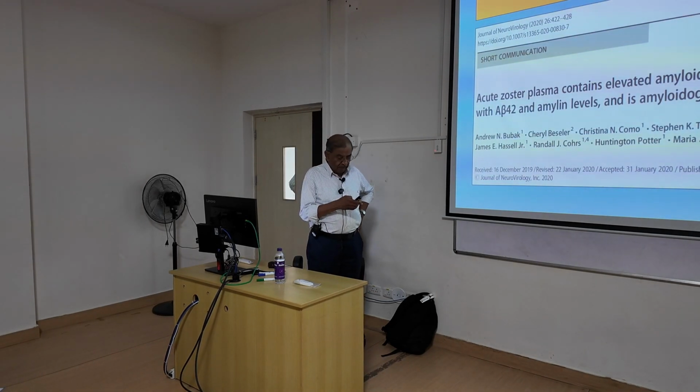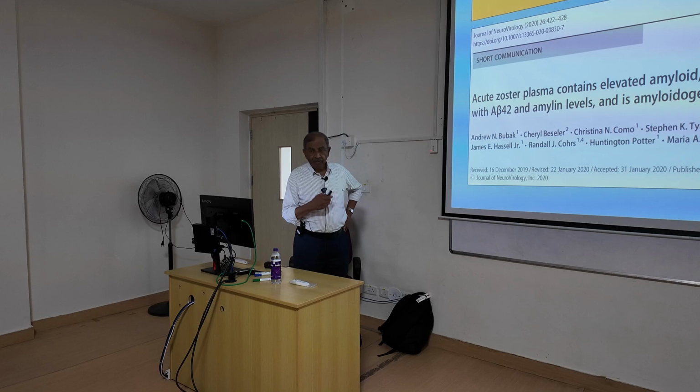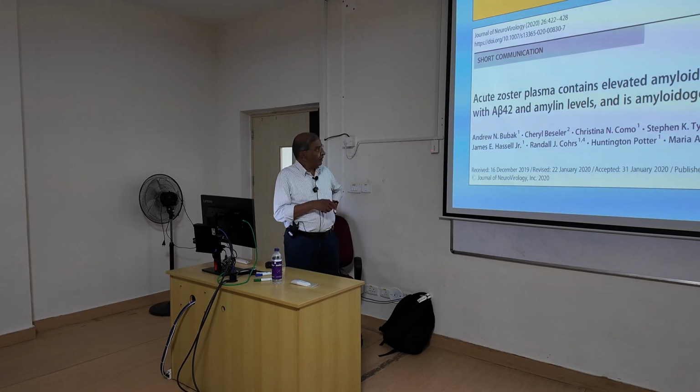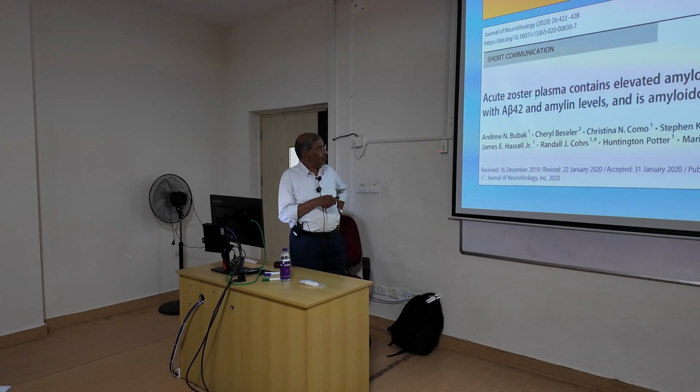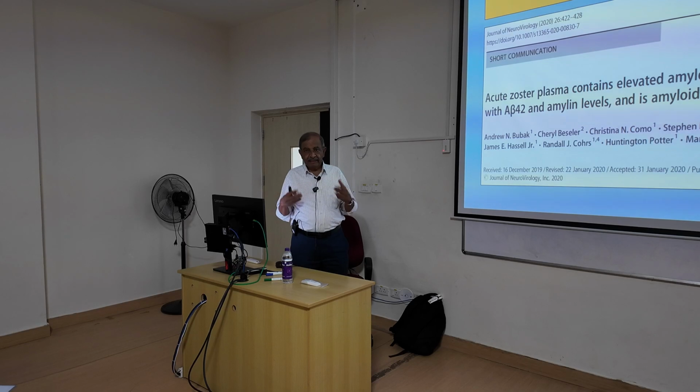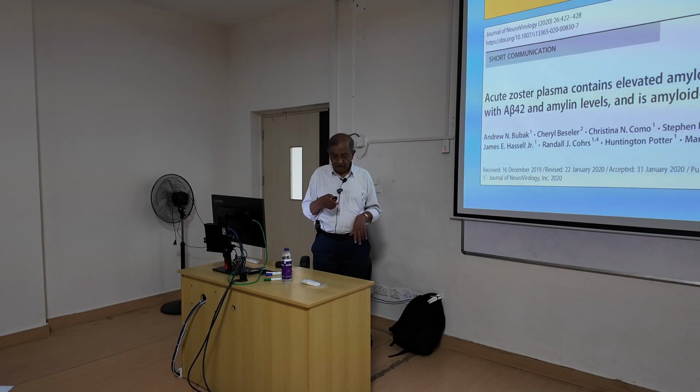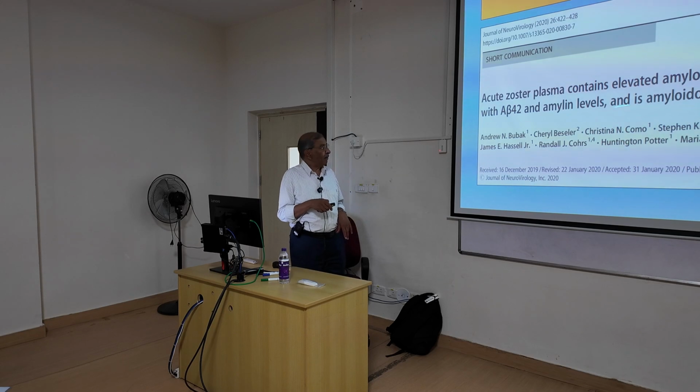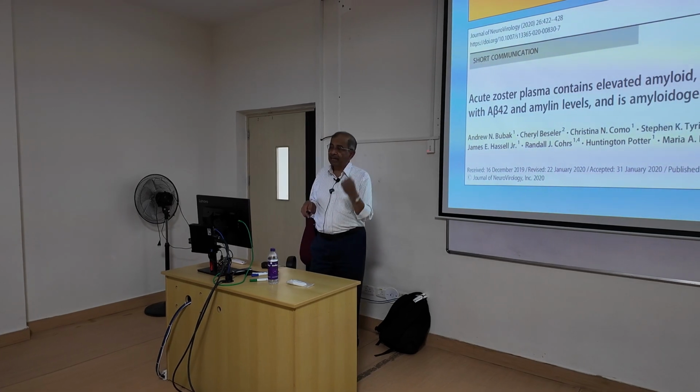So a lot of the work I'm going to present is done by Andrew Bubak. I wish he was here one of these days. I'm sure he'll be here. Very bright young man. He showed that during acute zoster, when somebody has shingles, in the blood plasma he found there are elevated levels of amyloid with A beta and amylin levels, and also it is amyloidogenic.